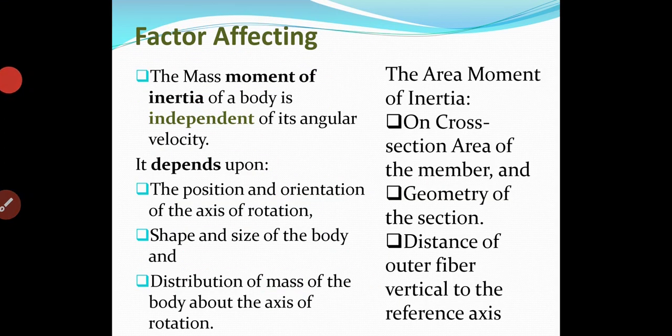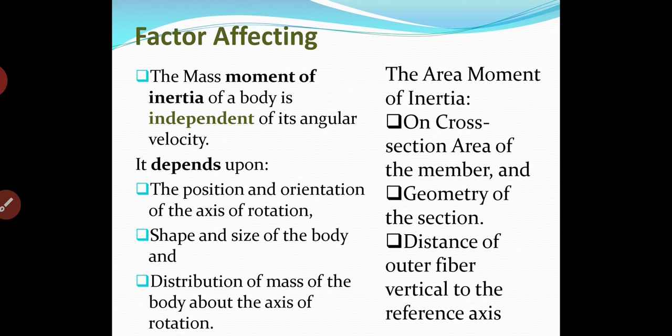Factors affecting the moment of inertia. First, mass moment of inertia of a body is independent of its angular velocity. It depends upon the position or orientation of the axis of rotation, shape and size of the body, and the distribution of mass of the body about the axis of rotation. Then area moment of inertia depends upon the cross-sectional area of the member, the geometry of the section that I told you earlier, and the distance of the outer fiber perpendicular to the reference axis.